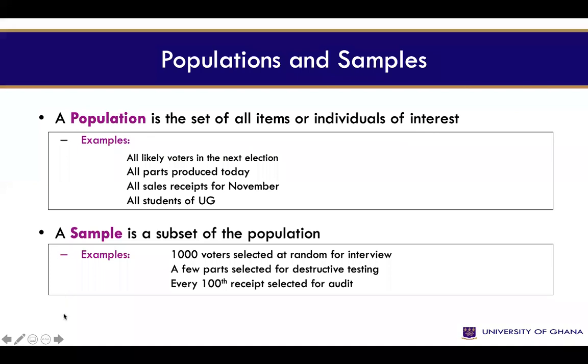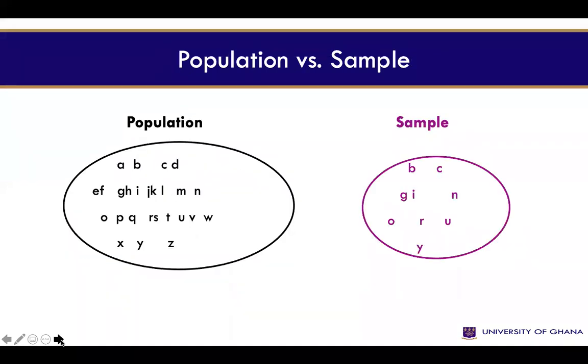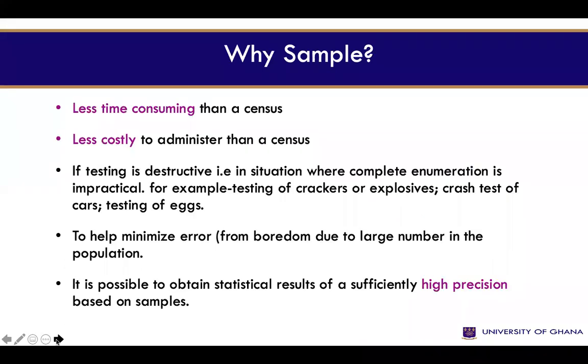Then we have a sample. So we have, let's say, a population that is full of A to Z, the population of alphabets. Then we pick a certain sample of alphabets for whatever we intend to do, right? So basically, population is the entire membership in the group, and the sample is a representation of the population, a part of the population that you are going to use to make conclusions.